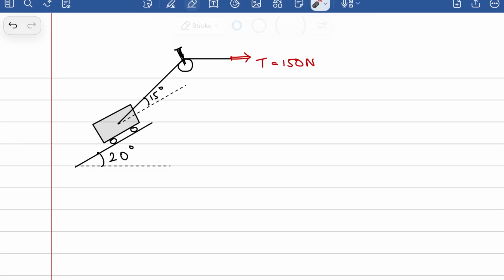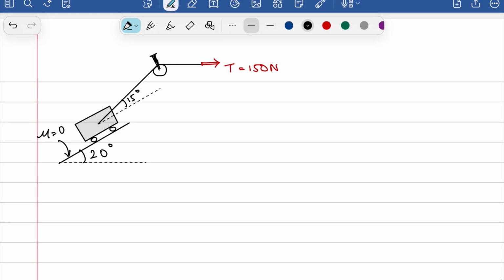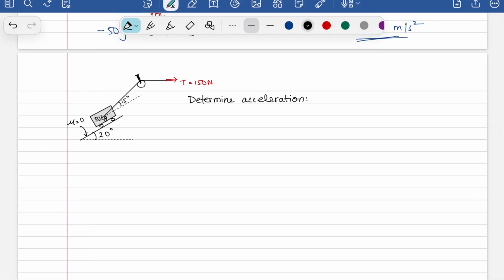And there is no friction acting here. So there is no friction, mu is equal to 0. The question asks you to determine the acceleration of this block if it weighs 50 kgs. It's just a matter of applying Newton's second law. Go ahead and try it yourself.